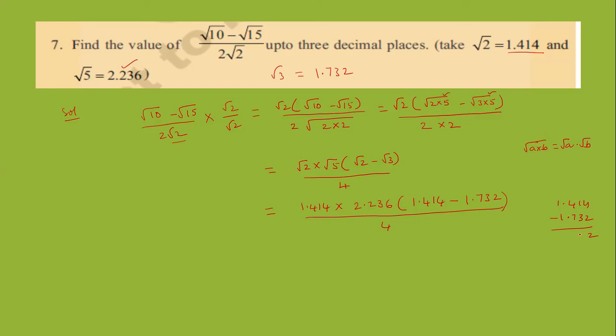4 minus 2, 2. 11 minus 3, 8. Okay. Here you may observe the 1.732 is greater than the numerator. 1.732 is greater than 1.414. Hence, you may write like this for easy calculation.